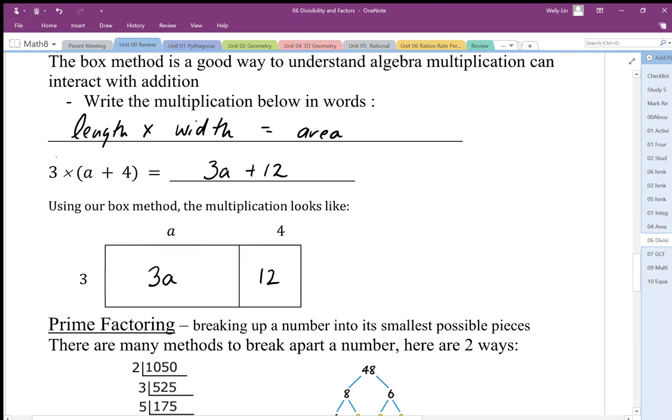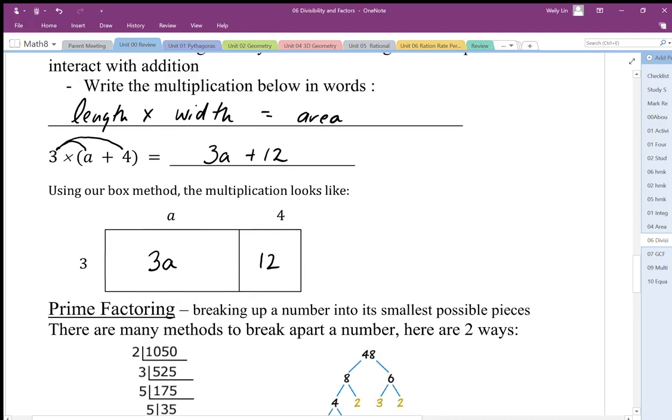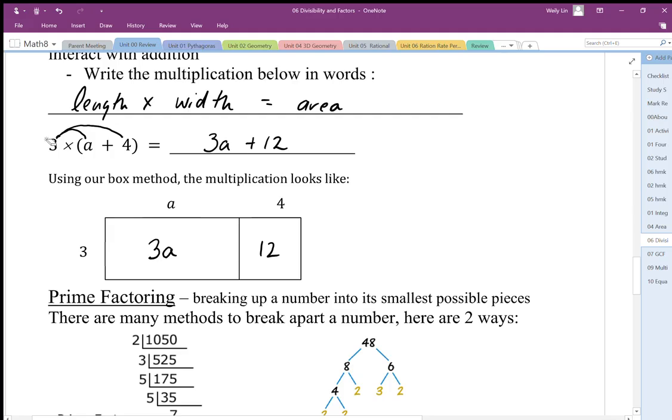And we often show this algebraically by showing that the length of 3 applies to both lengths of a and a length of 4, because that side of 3 is a shared side length. A shared side length means it's a common factor, so that is a common multiplier for both the a and the 4.